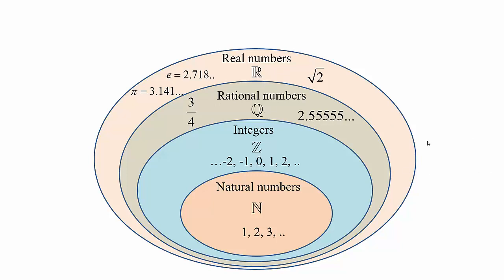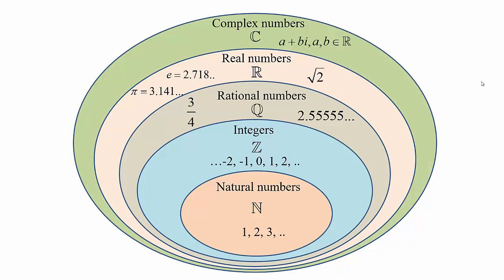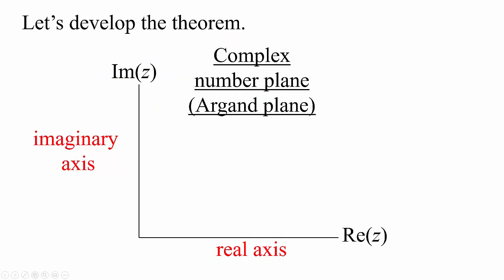And then finally, which is what we want to do in this video, we want to look at the set of complex numbers represented by C. Okay, let's get down to developing de Moivre's theorem. Let's begin by looking at what we call the complex number plane or the Argand plane, which is very similar to the normal Cartesian plane that you might have been using, where you have your x-axis along the horizontal and your y-axis along the vertical.